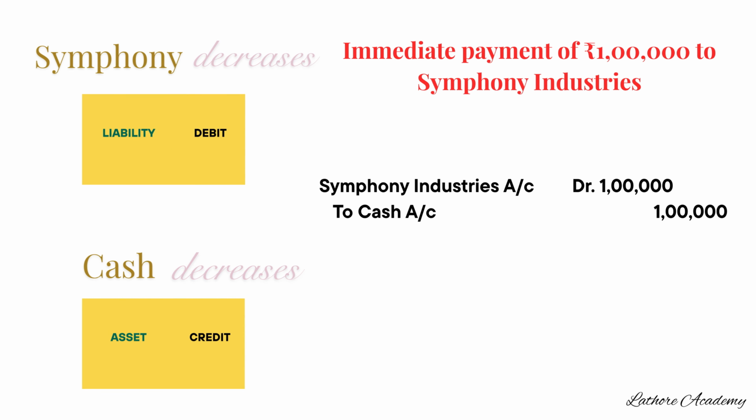And in the transaction Rohit is making immediate payment of 1 lakh rupees. So Symphony Industries account debit 1 lakh rupees, to cash or bank account 1 lakh rupees. Because Symphony Industries liability is decreasing, we have to debit, whereas cash is an asset decreasing, we have to credit.